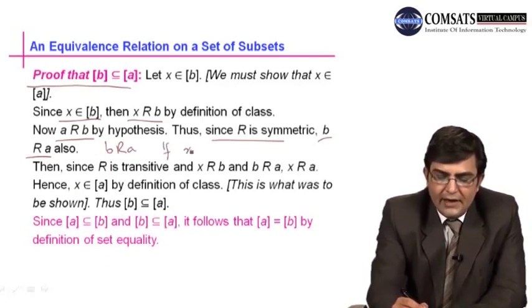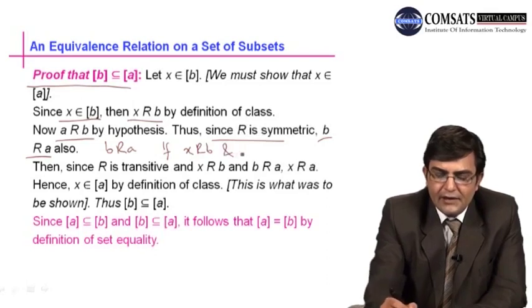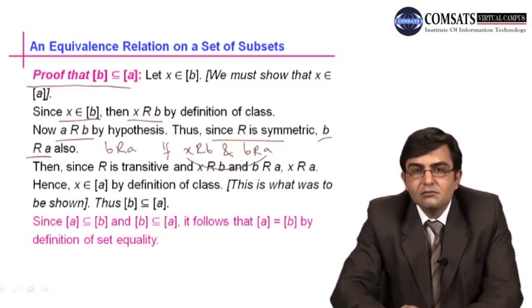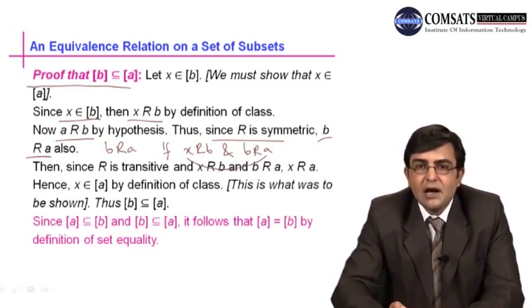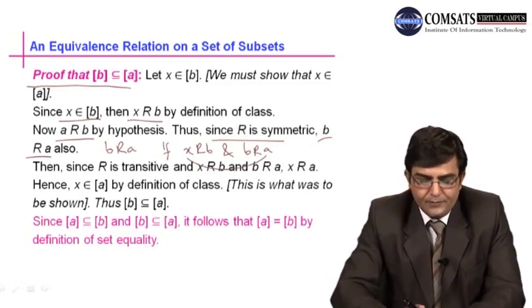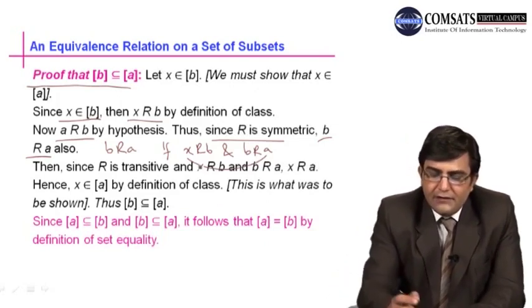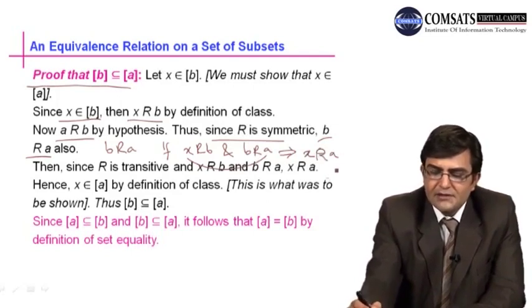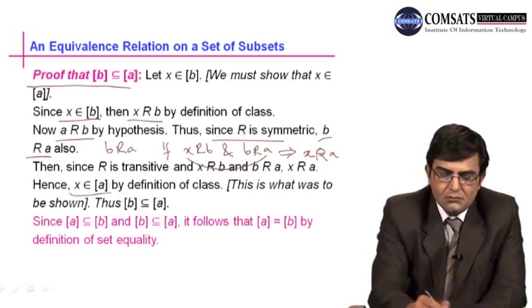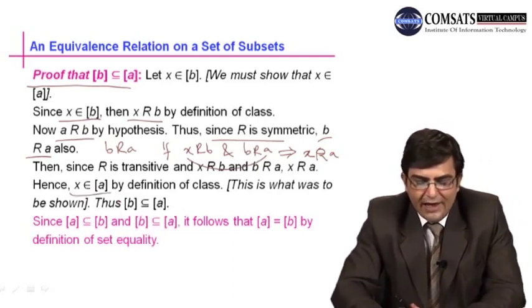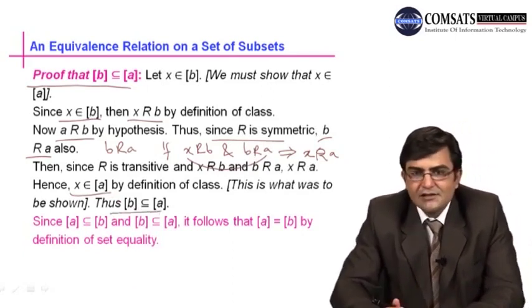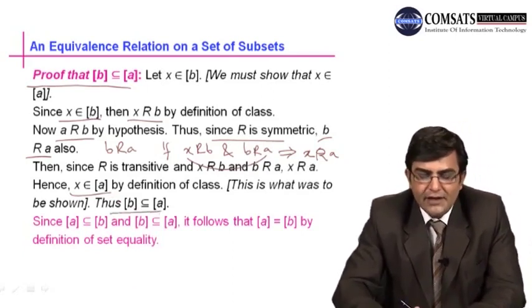Now if x is related to b and b is related to a, what does it mean? X is related to a. Why? Because R is a transitive relation. So therefore, if x is related to a, this means x belongs to the equivalence class of a. Therefore we can say that the equivalence class of b is a subset of the equivalence class of a.